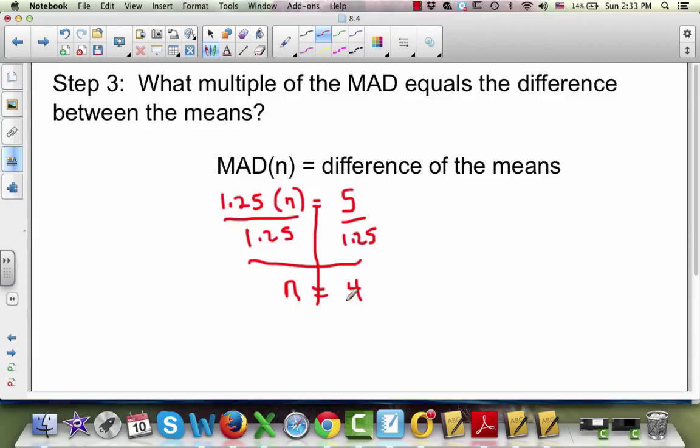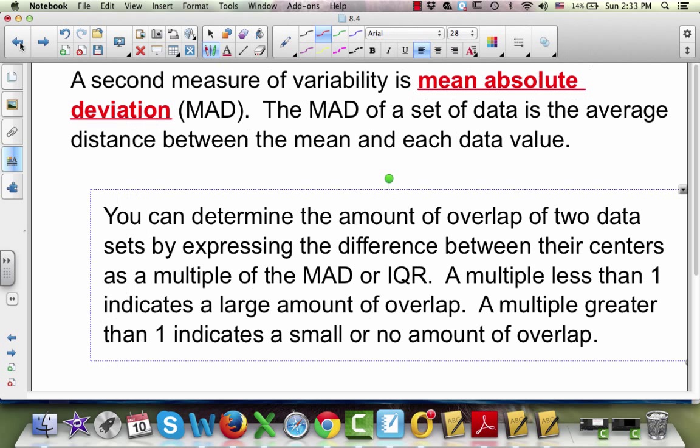Now what does that information tell us? Remember, let's go back over here just a second. You can determine the amount of overlap of two data sets by expressing the difference between their centers as a multiple of the mean absolute deviation. We did that and we got a 4. A multiple less than 1 indicates a large amount of overlap. A multiple greater than 1 indicates a small or no amount of overlap. Well, we got a 4, so that tells us that the data sets have a small or no amount of overlap.